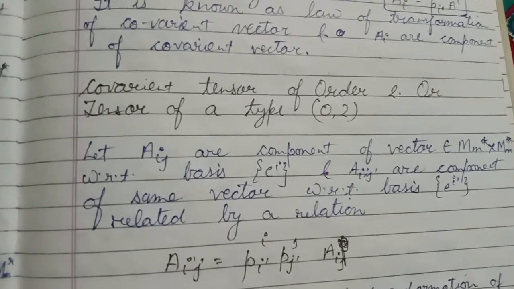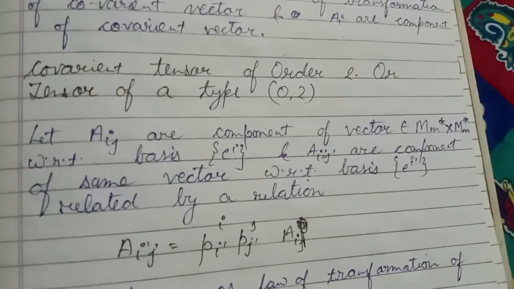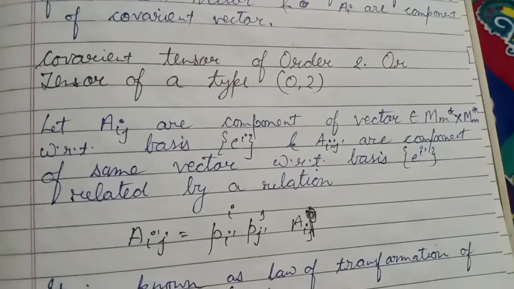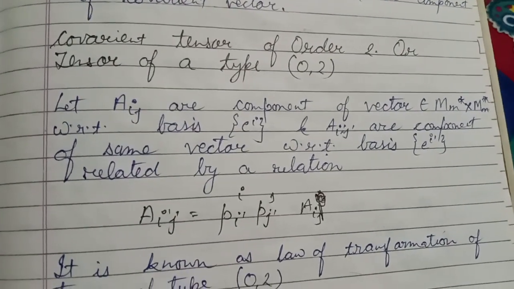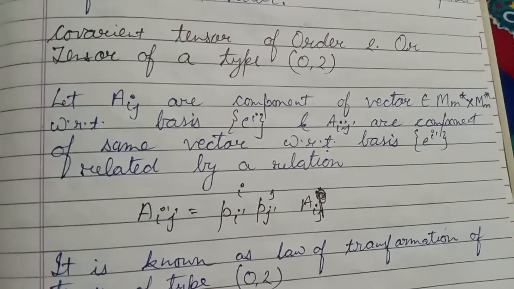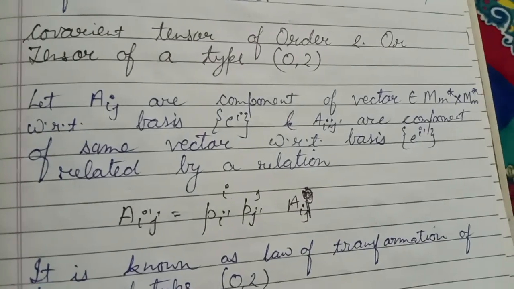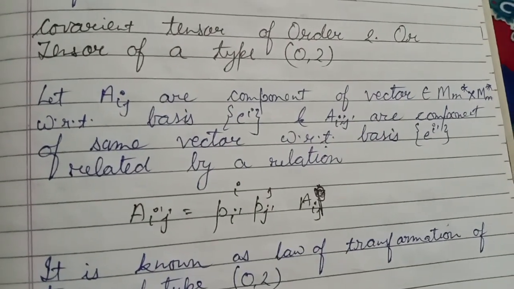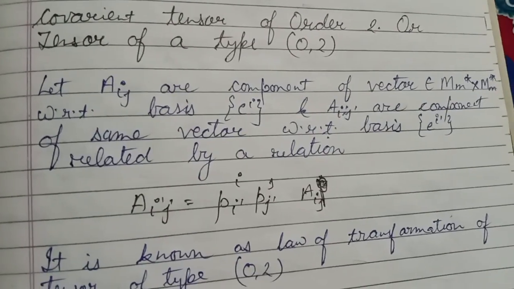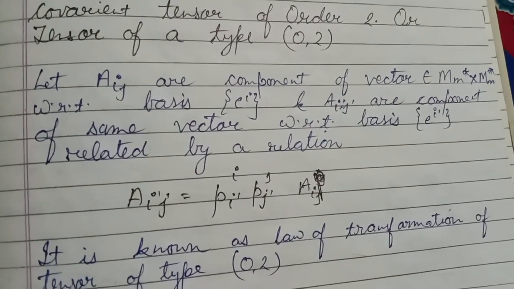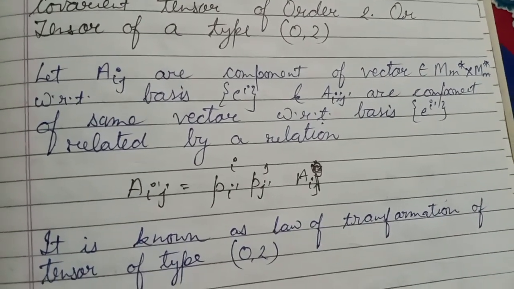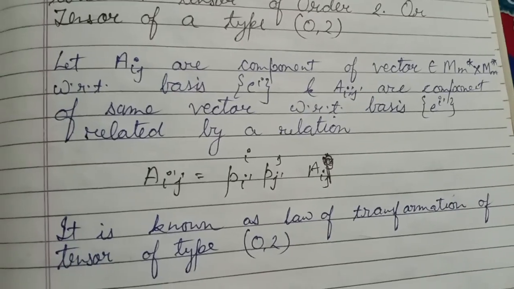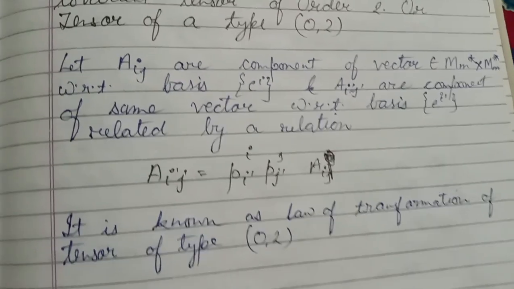Let Aij be components of a vector belonging to Mn star into Mn star with respect to basis ai, and ai dash j dash be components of the same vector with respect to basis ai dash, related by the relation, and the relation is given. This relation is known as the law of transformation of tensor of type 0, 2.